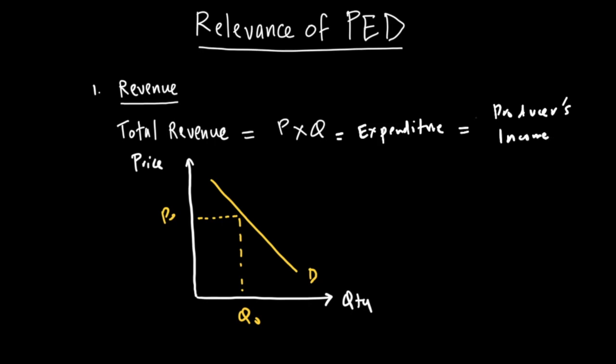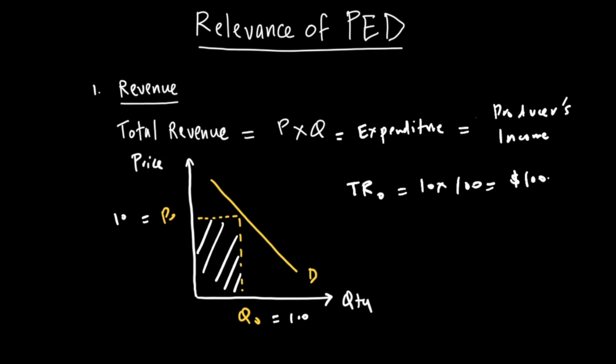So let's say the price is P naught, let's say $10, and let's say the quantity is 100. Then this area, P naught times Q naught, will tell me my total revenue, which in this case, TR, total revenue, will be equal to 10 times 100, or $1,000.